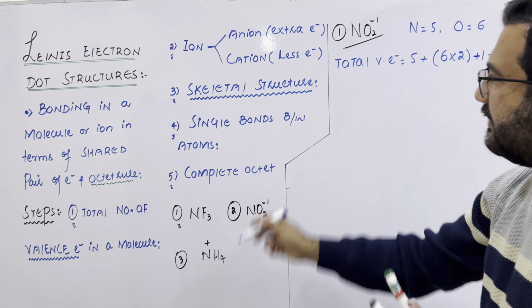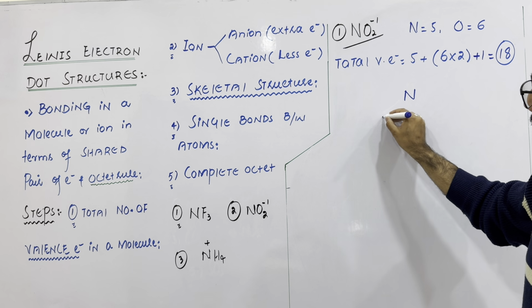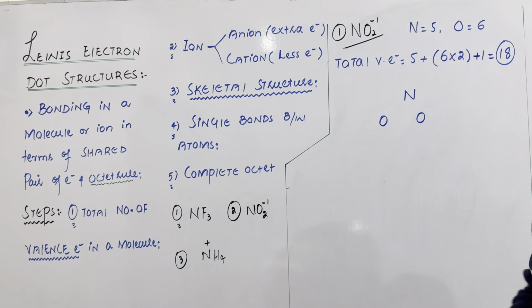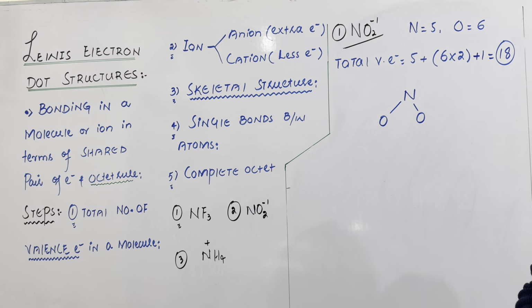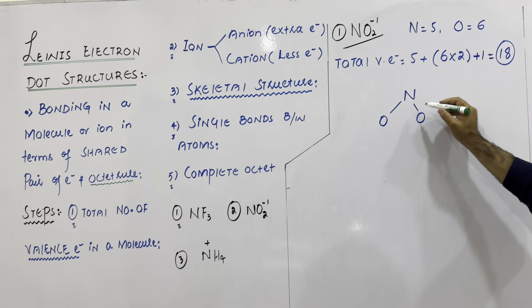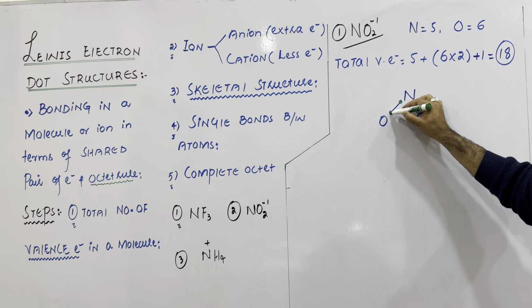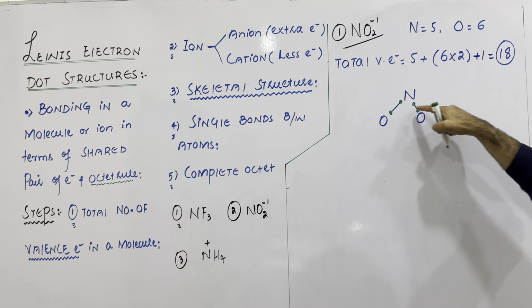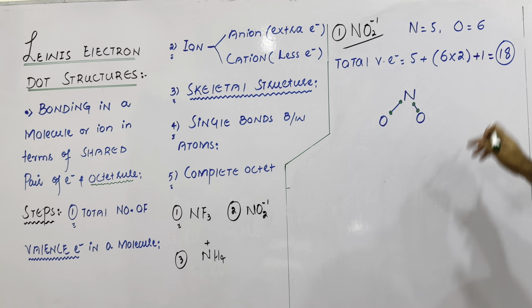Now let us write down the skeletal structure N, O, and O. Join them through single bonds, the next step. Now show the bonding pairs of electrons, 1 and 2. So out of 18 electrons, 4 electrons are used in bonding. Now we have the remaining 14 electrons, which will be used to complete the octet of all the atoms.